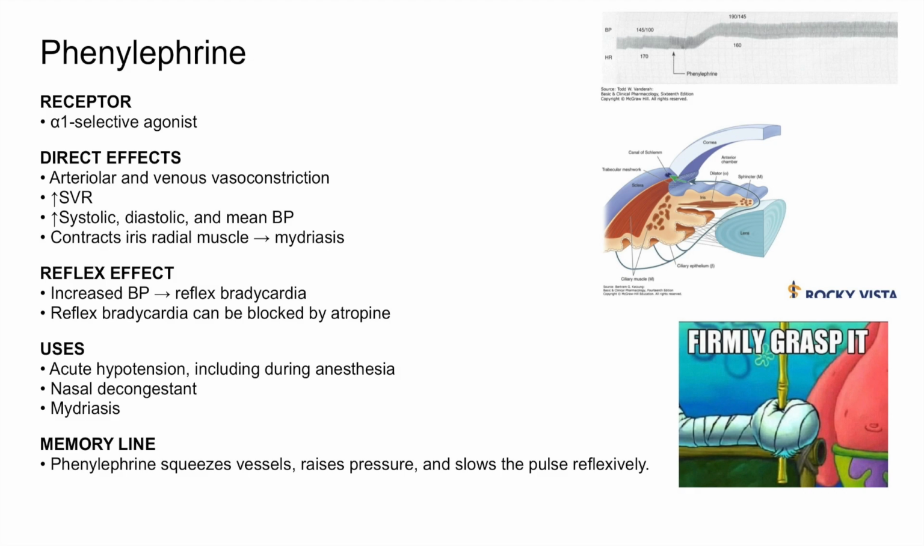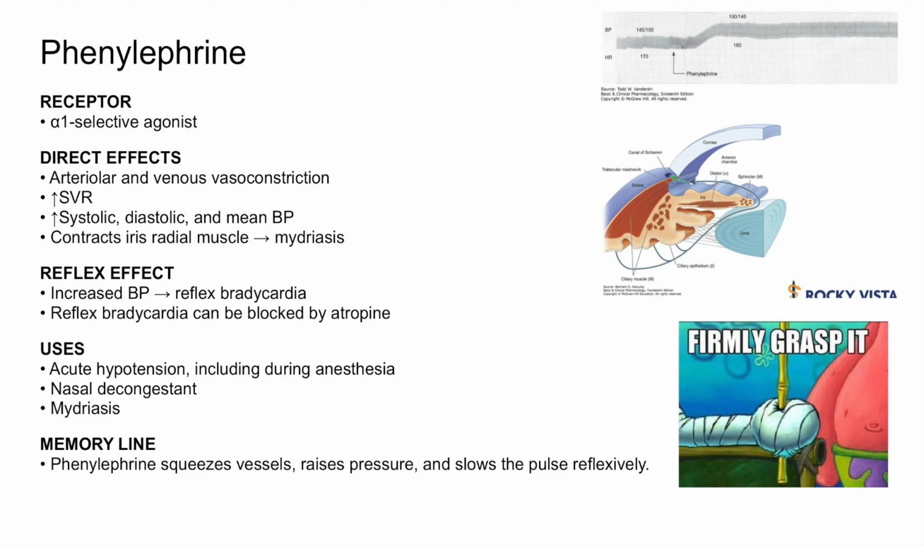to be constriction of the arteriolar and venous smooth muscle, which is all going to increase systemic vascular resistance and raise systolic, diastolic, and mean arterial pressure. This increased pressure activates baroreceptors, which increases vagal activity and produces reflex bradycardia. Therefore, even though phenylephrine is a sympathomimetic drug, the observed heart rate may fall. Atropine can block this vagally mediated slowing, revealing that it is a reflex rather than a direct cardiac effect.